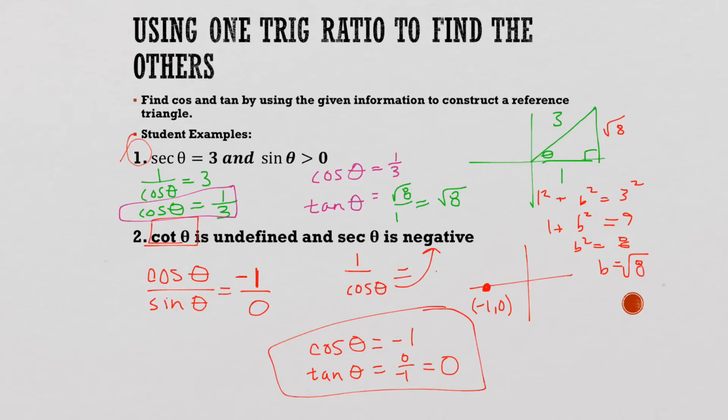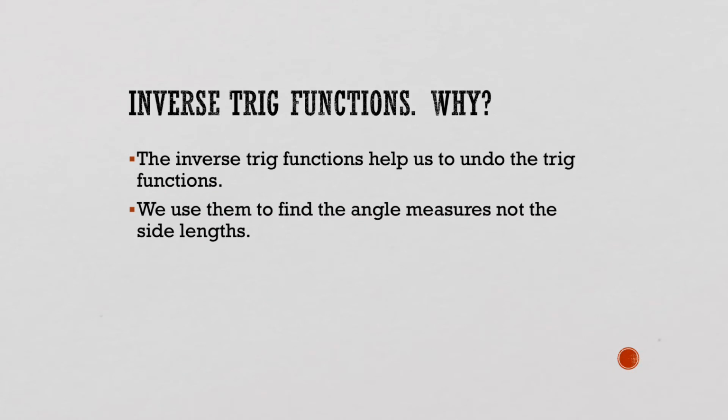Now, let's move on to inverse functions. So inverse trig functions, why do we want to talk about them? Because they help us to undo any trig function. How do I undo sine? The inverse sine, or the arc sine. How do I undo cosine? Arc cosine. We use them to find the angle measures, not the side lengths, and that's very important that we use the inverses to help us find the angles.